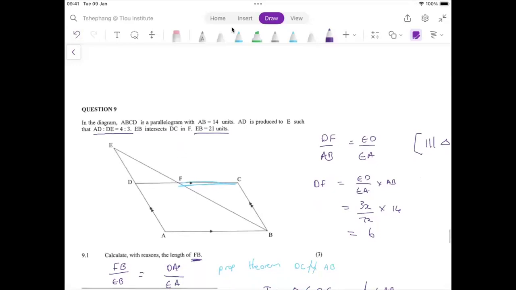Okay. Now we're not done. Because we found DF to be 6, we know that AB is 14. So if this length here is 14, what must DC be as well? DC must be equal to 14. Those are opposite sides of a parallelogram, which means that FC will simply be 14 minus 6, which gives us 8.